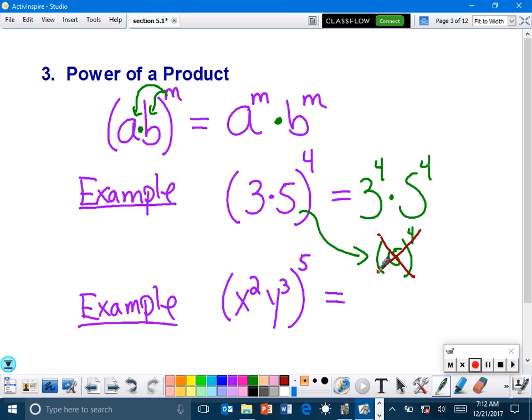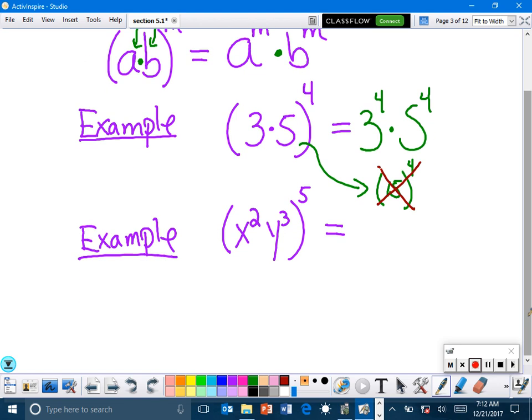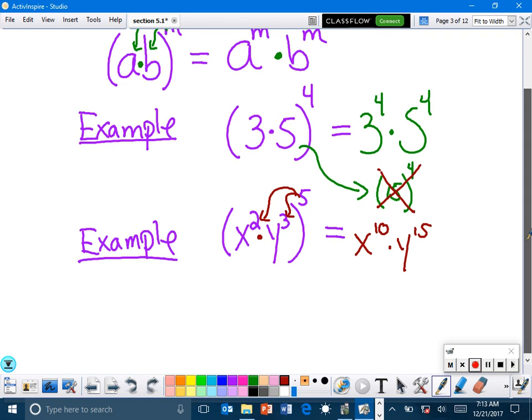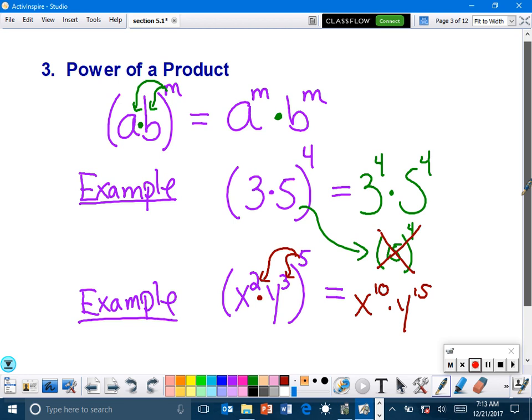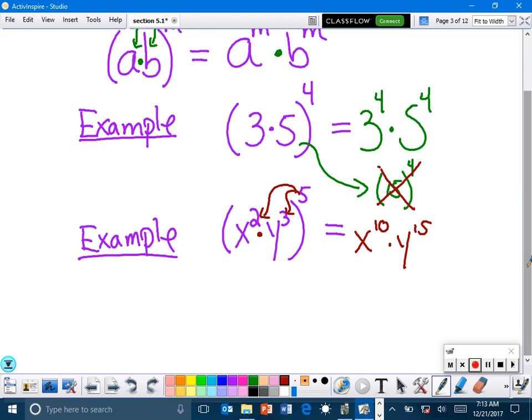Same thing with this next one. Notice this one, however, we have x squared times y cubed. We're going to multiply the 5 to both of those exponents. So this becomes x to the 10th times y to the 15th. So again, property number 3 is a power of a product. Moving on.